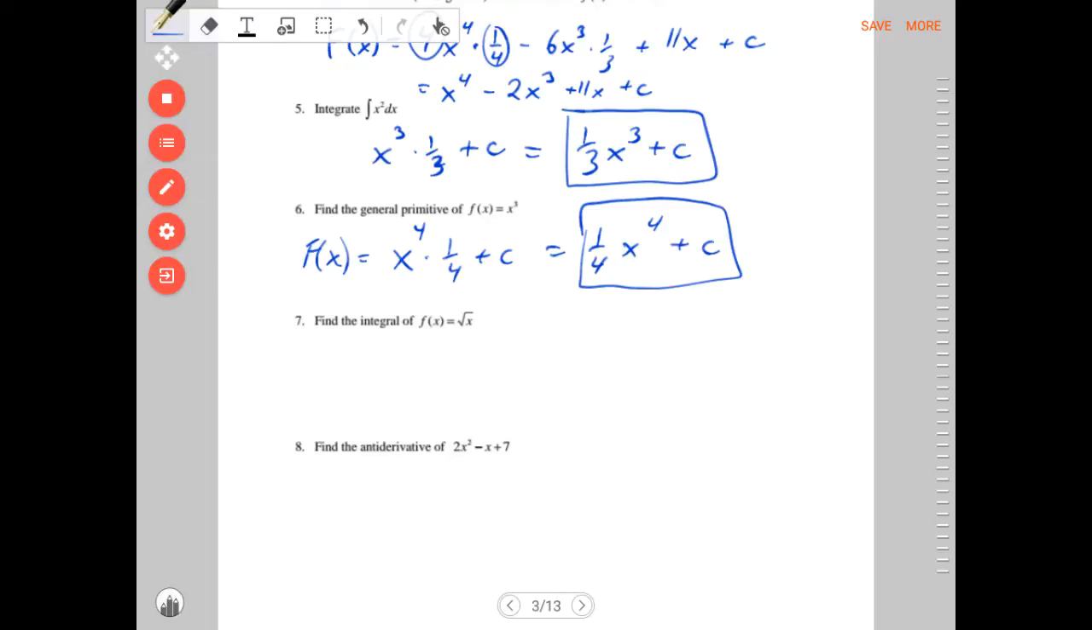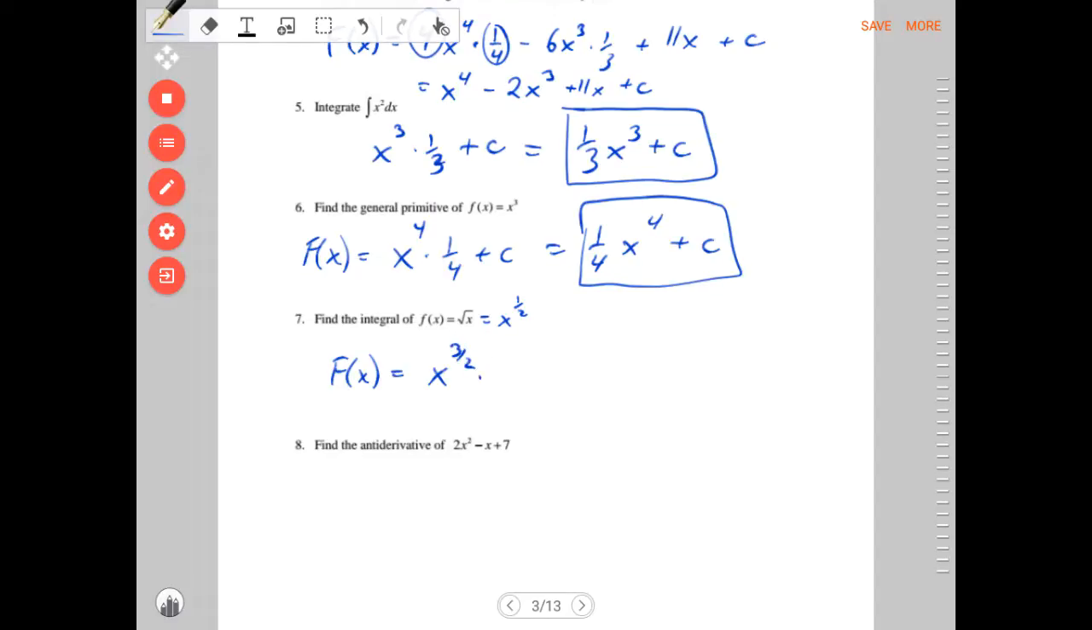Ooh, what about when there's a square root? Well, we're going to do the same thing we have always done. We're going to change that to a fraction exponent, and the rules don't change for fraction exponents. We still raise the exponent by 1, so plussing 2 halves, that's going to be 3 halves. And then we still multiply by the reciprocal, which here is 2/3, plus c. Of course, the 2/3 comes in front. 2/3 x to the 3 halves plus c. And there you go.